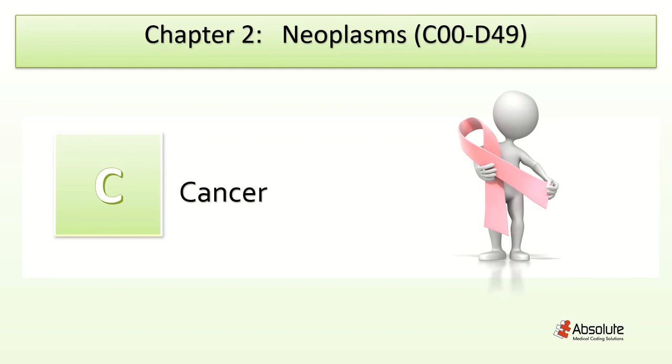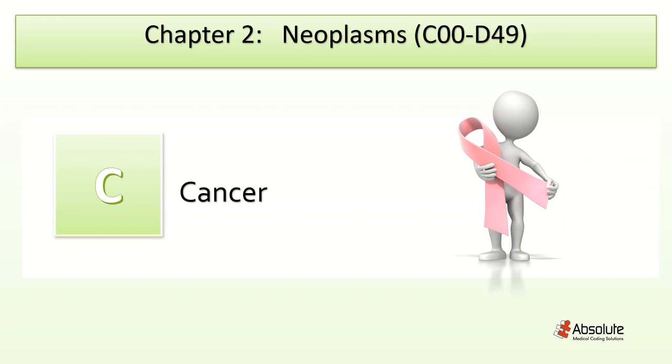Chapter 2 category codes begin with the letter C. You will find neoplasms-related diseases in Chapter 2. When we think of neoplasms, think of cancer. Yes, that's what a neoplasm is. And the category begins with C00 through D49. So when you think of Chapter 2, think the letter C is for cancer.